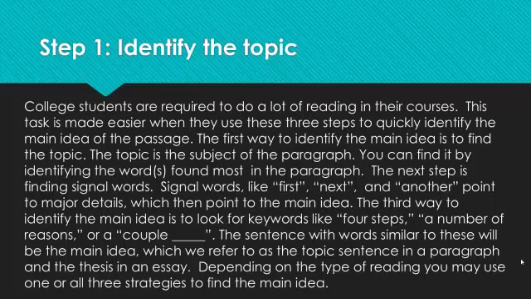The next step is finding signal words. Signal words like first, next, and another point to major details, which then point to the main idea. The third way to identify the main idea is to look for keywords like 4 steps, a number of reasons, or a couple of blanks. The sentence with words similar to these will be the main idea, which we refer to as the topic sentence in a paragraph and the thesis in an essay. Depending on the type of reading, you may use one or all 3 strategies to find the main idea.